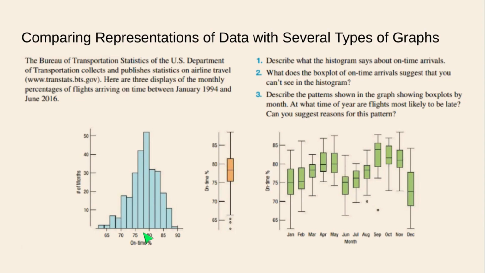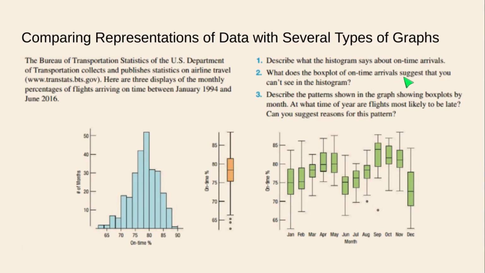And unusual features, honestly, this looks like a pretty tame bell curve. Some folks down here, just looking at the histogram, might be outliers, but I don't know. So that's what the histogram says.